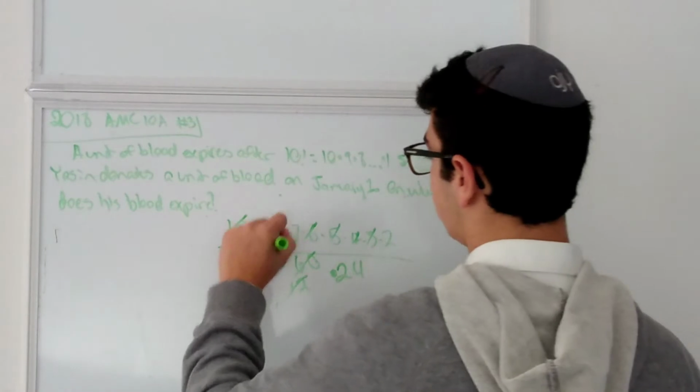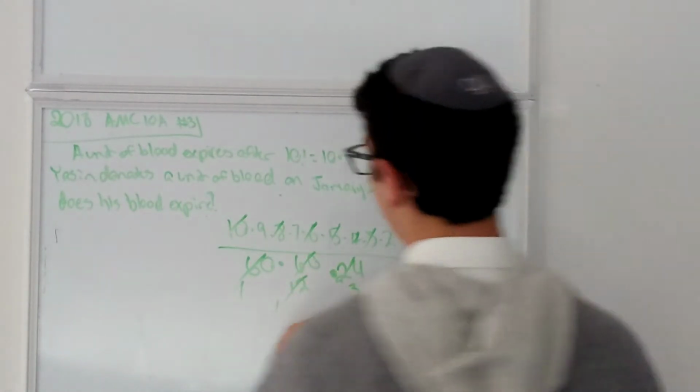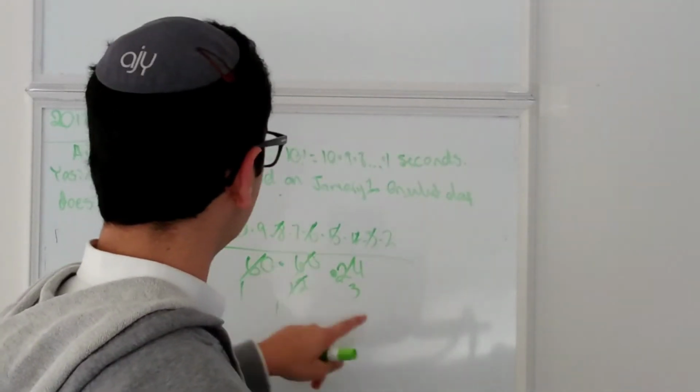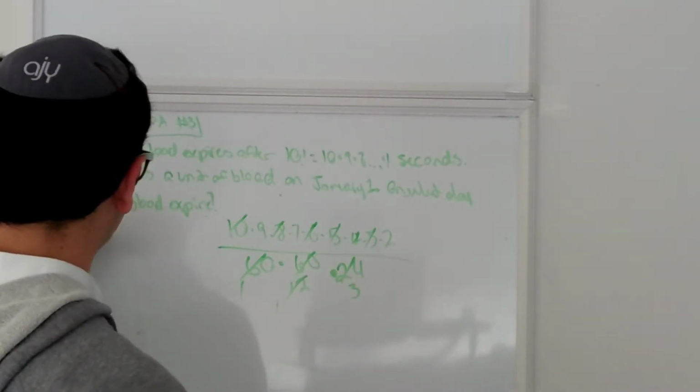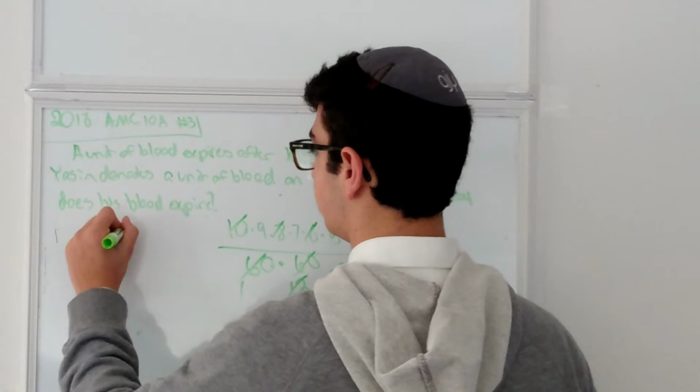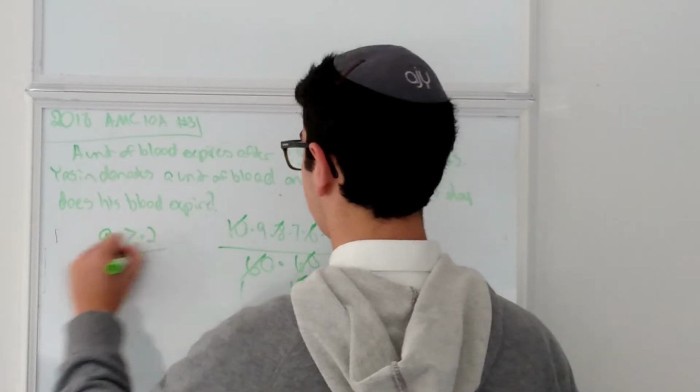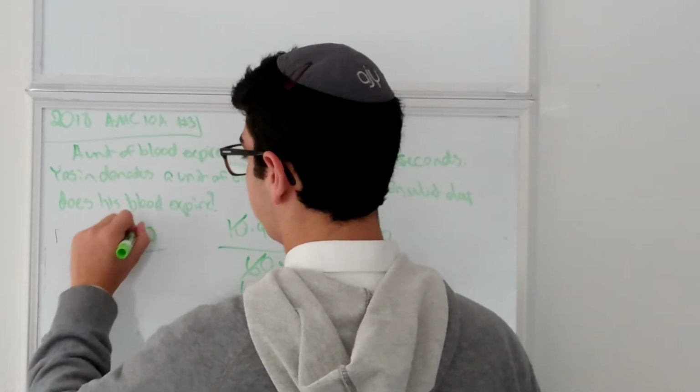Well, 8 goes in, I'm left with 3. Now I can't factor 9, 3, 7, 2, 7, 3, and 2, 3. So I'm just going to multiply this out. 9 times 7 times 2 divided by 3. That's what I'm left with.